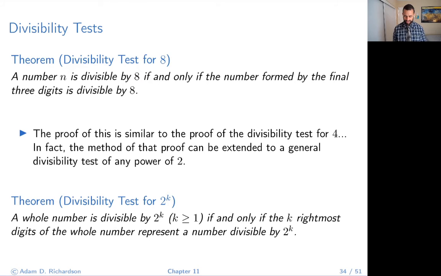But you'll also see that it loses practicality once you get to large numbers. A whole number is divisible by some power of 2, as in 2, 4, 8, 16, 32, 64, and so on, if and only if the k rightmost digits of the whole number represent a number that's divisible by 2^k. So basically just look at the last k digits, and that'll tell you if it's divisible by 2^k or not.